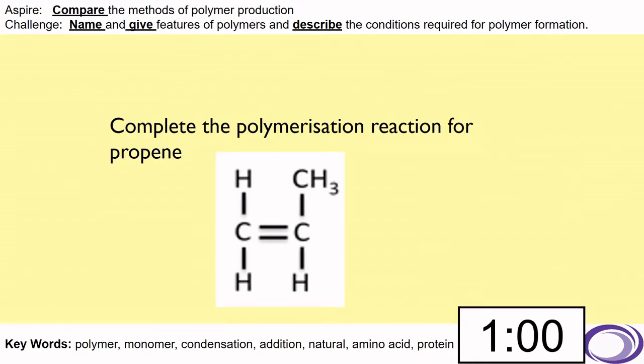Now, last one, I've got a monomer on the screen, which is actually propene. I would like you to complete the polymerization reaction for propene.